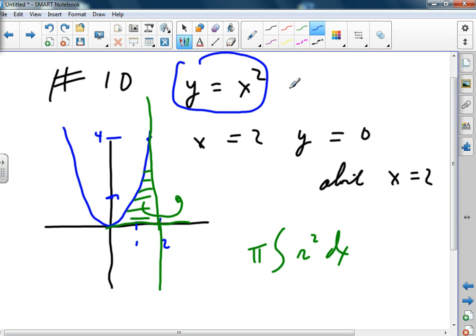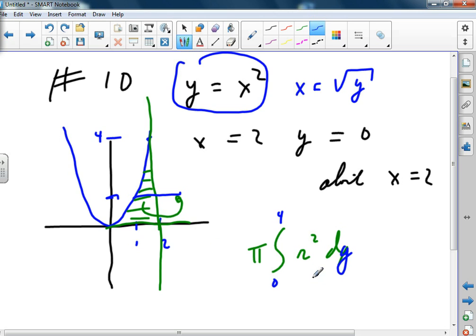And we have that x is equal to the square root of y. And that could be dy, it could be dy or dx. So now I look at this radius. I'm going to go from 0 to 4, and it's going to be dy. And when I get to 4, my radius is 0. When I'm at 0, my radius is 2.